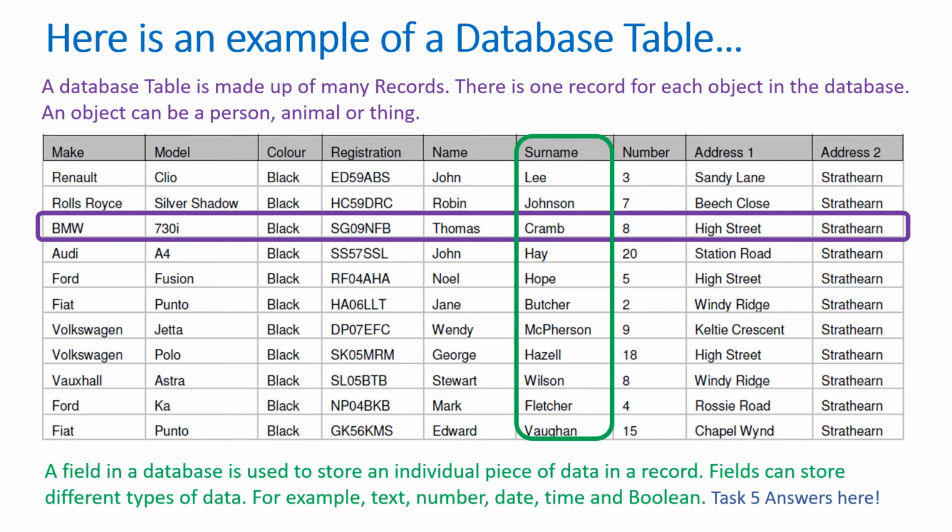If we have a look vertically, the things that are highlighted in green here, that is what is known as a database field. The field is used to store an individual piece of data in a record. Fields can also store different data types or different types of data. For example, text, number, date, time, and boolean. So again, if you want to pause this video, the answers to task 5 are on this slide just now.